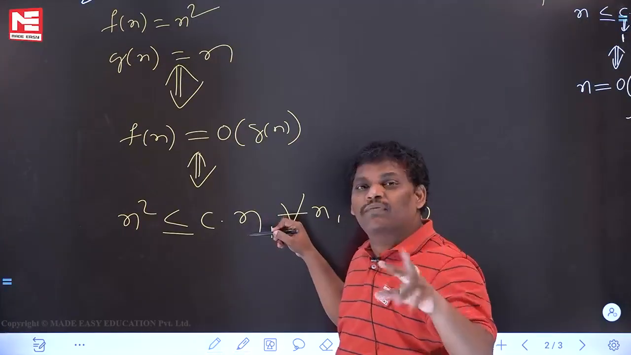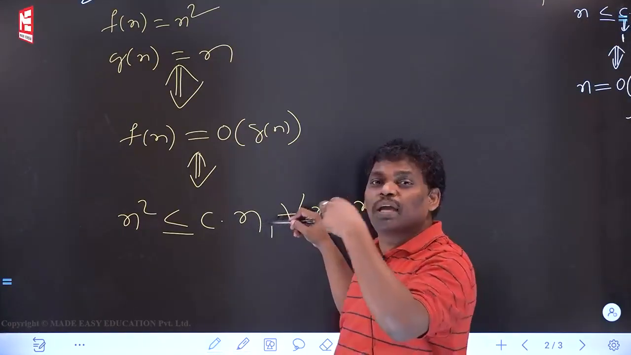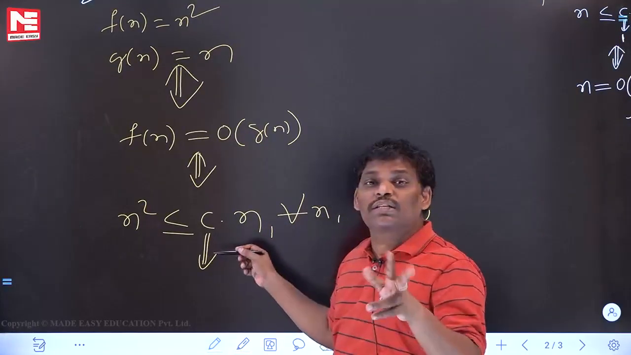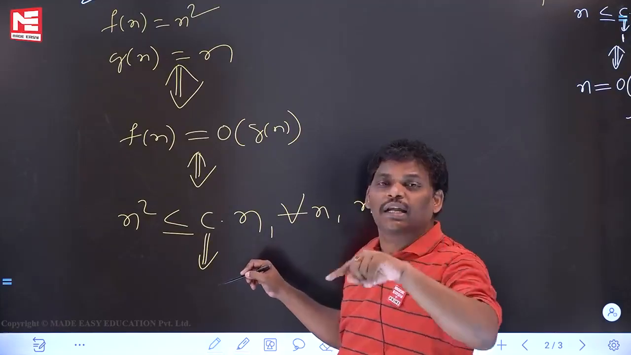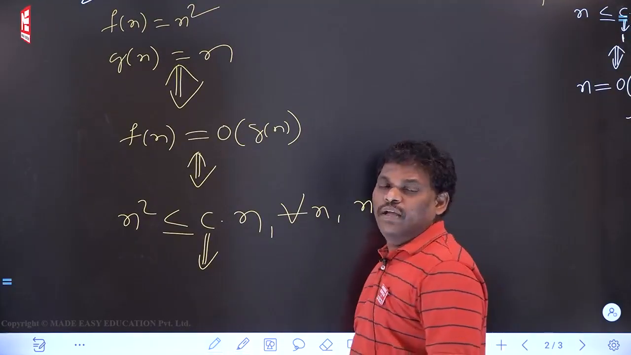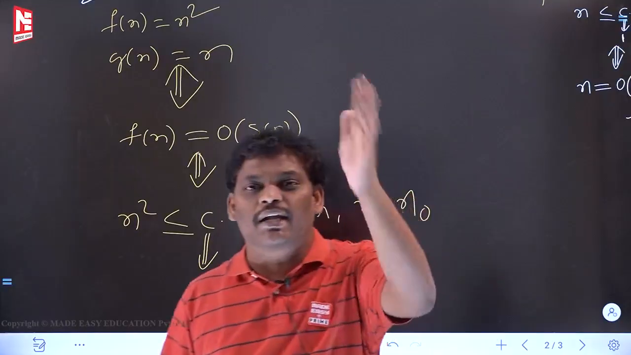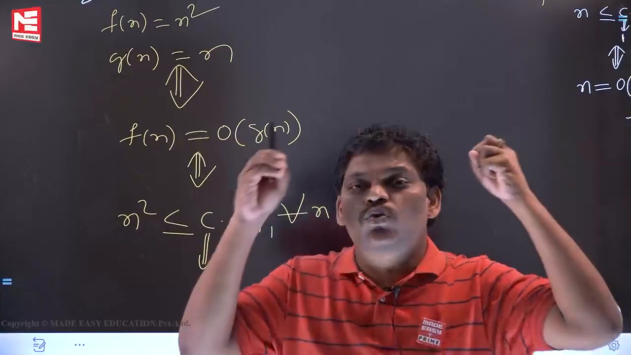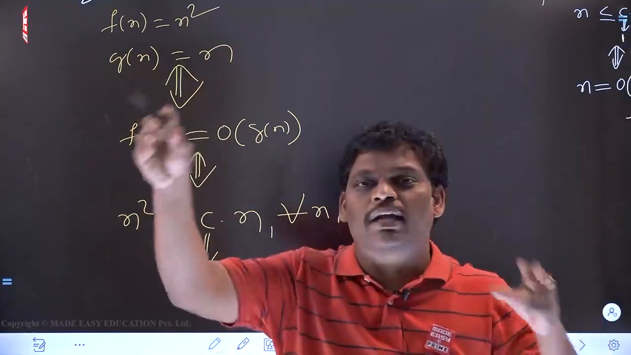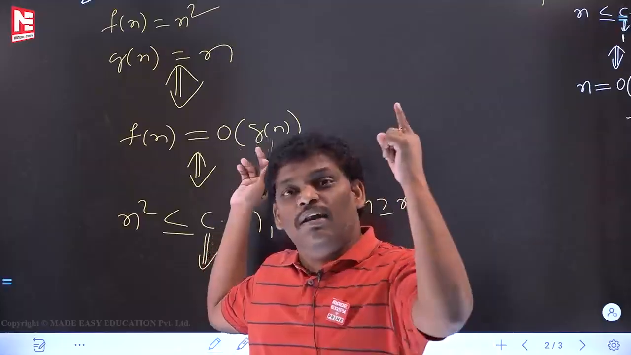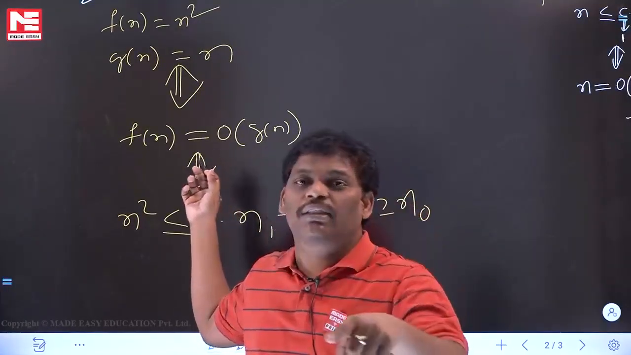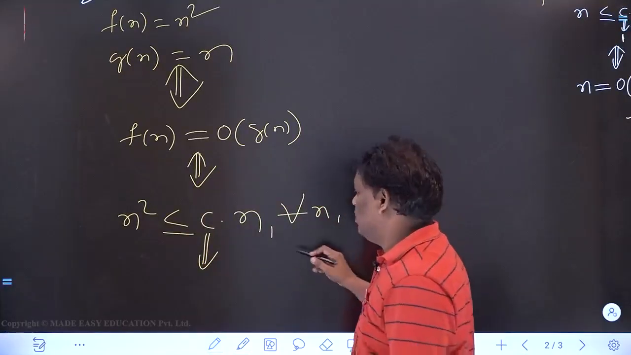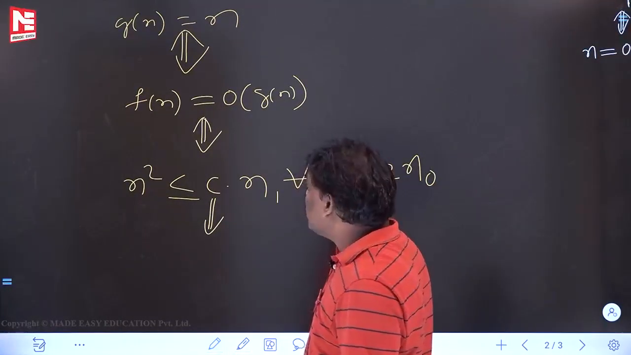To be frank, comparing left and right, left will be greater. But I want to make right greater after taking C help. Can you say what C value I should take so that right will be greater or equal? Equal is also no problem. That is the meaning of big O: do something and prove that right will be greater or equal. Left is already n square, right is C into n. Take some C so that right will be greater or equal.